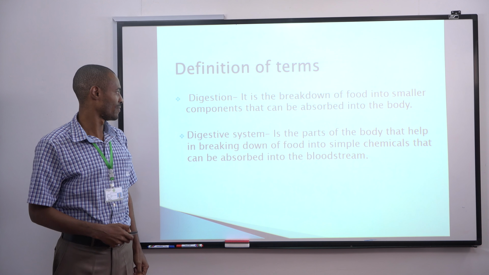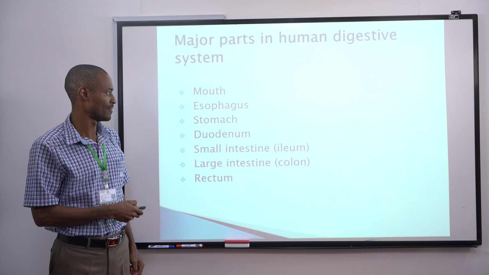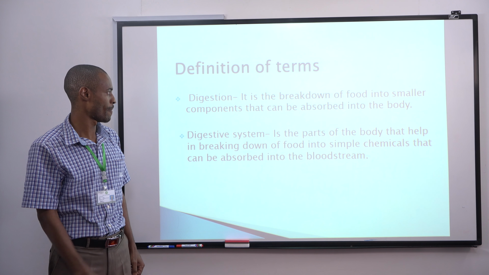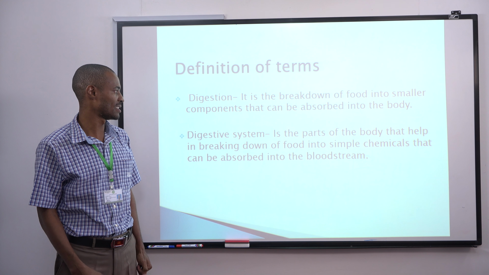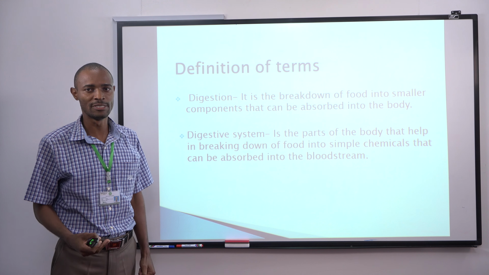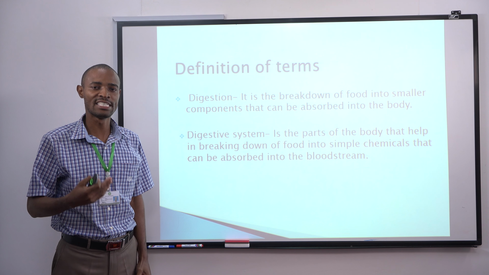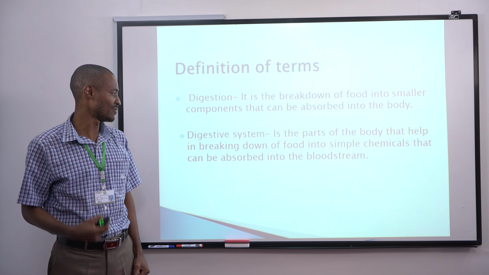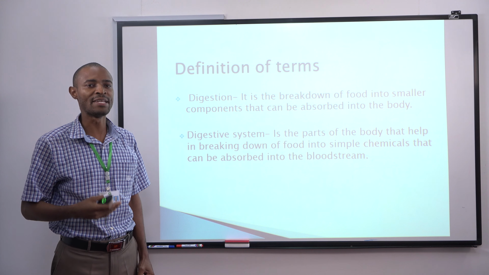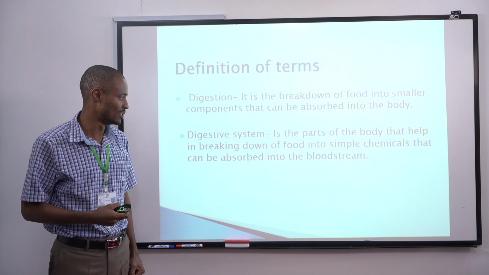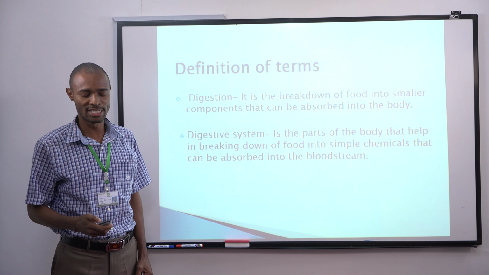Okay, we have to ask ourselves, what is digestion? And digestion is the breakdown of food into smaller components that can be absorbed into the body. The next question which we have to ask ourselves is, what is digestive system? And digestive system is the parts of the body that help in breaking down of food into small chemicals that can be absorbed into the blood stream.